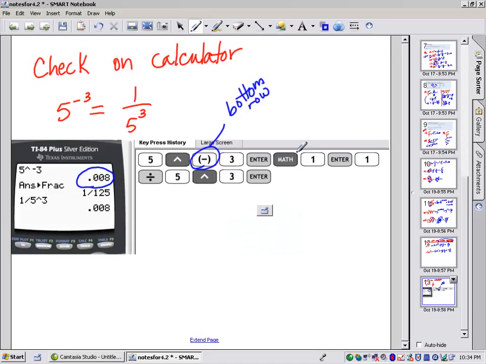But your calculator has the ability to convert that to a fraction. If you press the math key, which is on the second row, I think it's in green, and then 1, and enter, it's going to convert the 0.008 to the fractional equivalent, which is 1 over 125. Then you can check, is that the same thing as 1 over 5 cubed? If you enter 1 divided by 5 raised to the 3rd, you're going to get 0.008. It has the same decimal, so we know those two things are equivalent to each other. Okay? You can also do the 0 exponents and any of that on here as well.